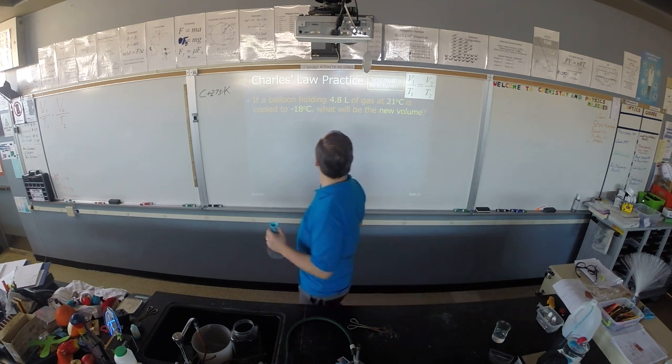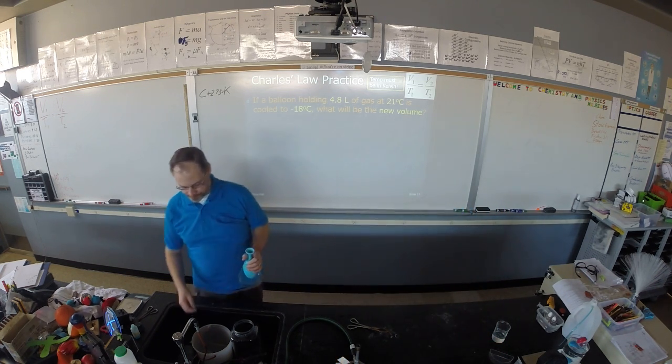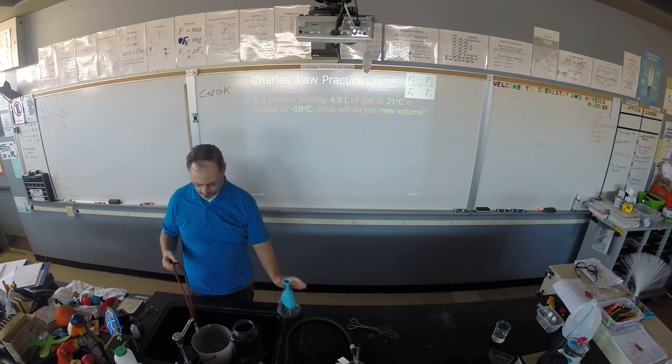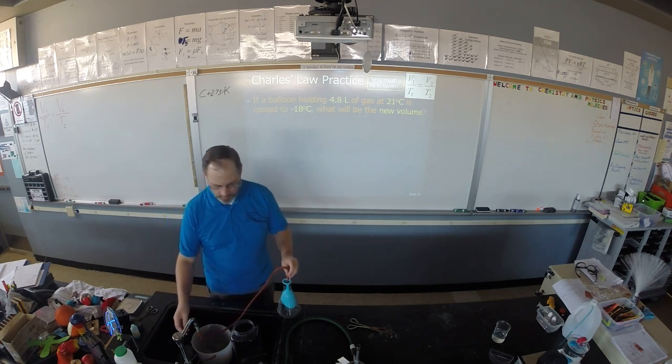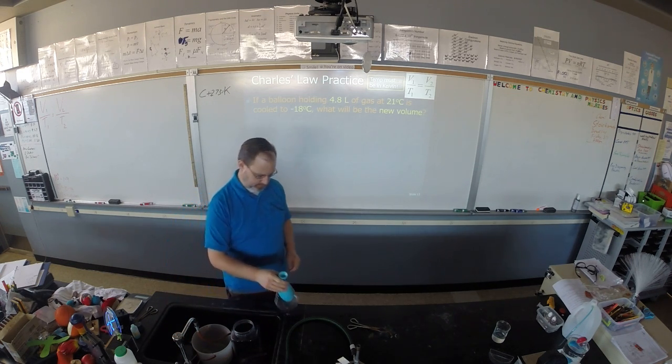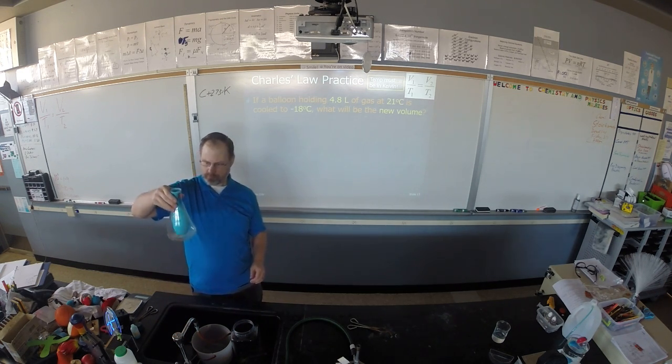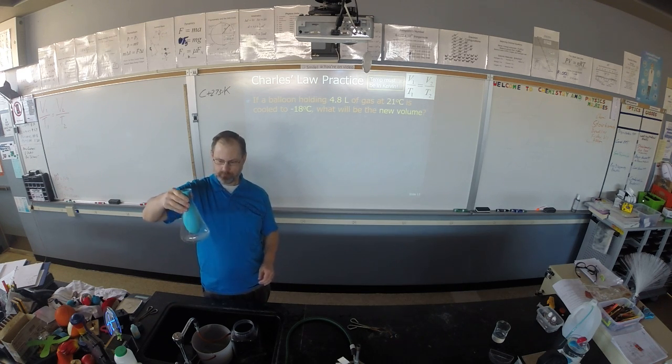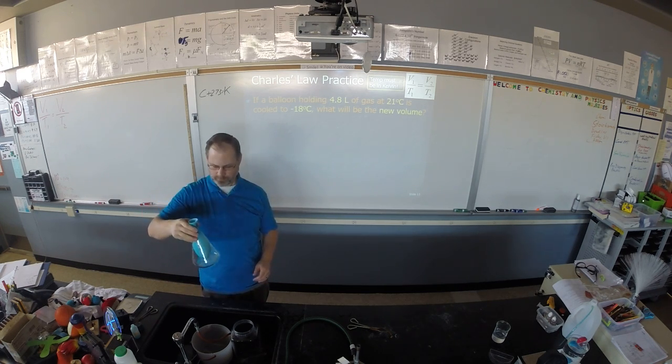V1 is 4.8, yes. Would you divide by T1 or is that just a ratio? Put the numbers into your formula and then use whatever math technique your math teacher is teaching you. So how do we find T2? Because the temperatures are equivalent to 18. Plus 270.